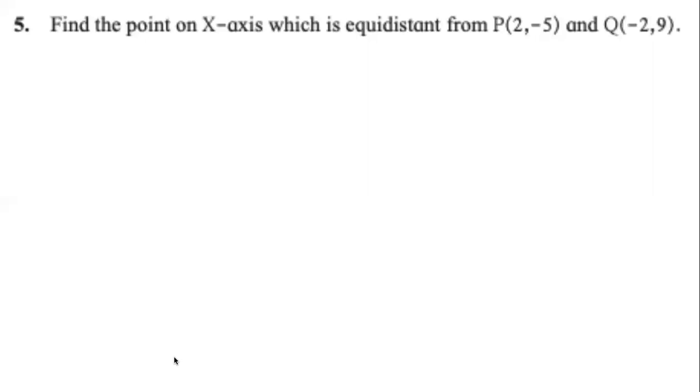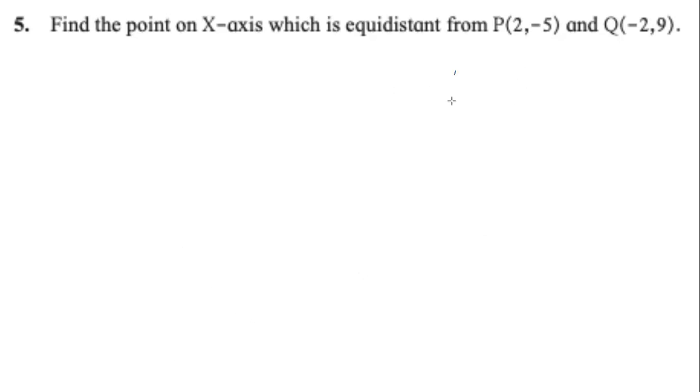Question number 5, problem set 5. Find the point on the x-axis which is equidistant from these 2 points. Once again, this is not a new question. We have solved this type of question before. So the way to solve the question is to visualize. And we can visualize if we draw a rough diagram.